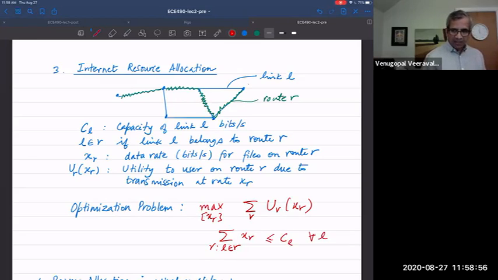So that's a constraint. And of course, the XRs, all the data rates, have to be non-negative for each route. Okay, so the optimization problem is to maximize the utility under those constraints. And so this is called a constrained optimization problem. Okay, and these are called inequality constraints. And we'll study how to solve these kinds of problems, specifically in the second third of the course, roughly.